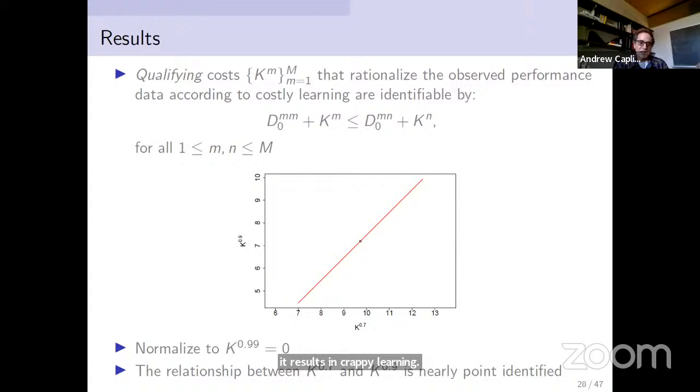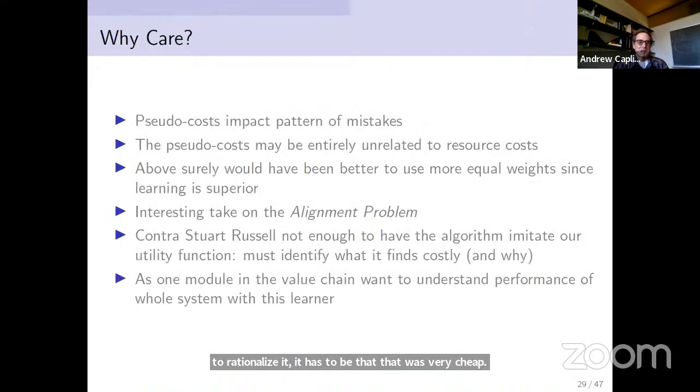And to rationalize it, it has to be that was very cheap. And there's nothing to do with real costs. So I know what these pseudo costs are, but they're not real costs. We actually have moved a little forward in our understanding of what's going wrong. I won't share it because it's not complete.